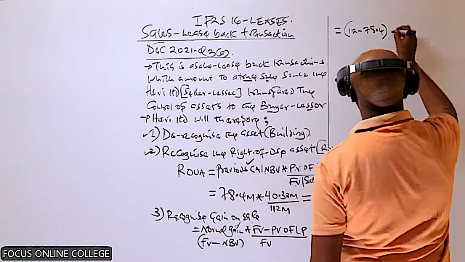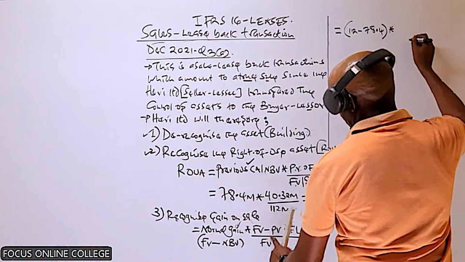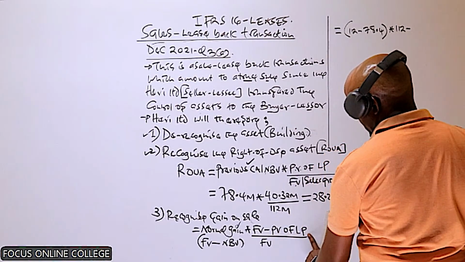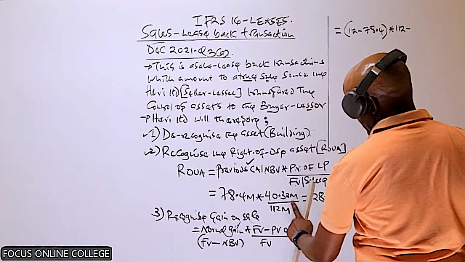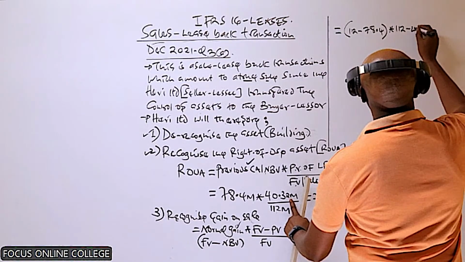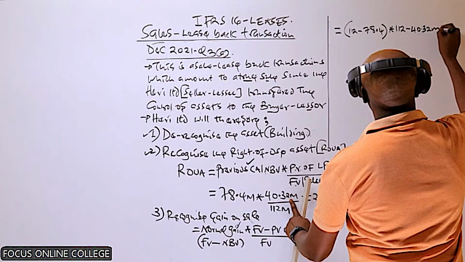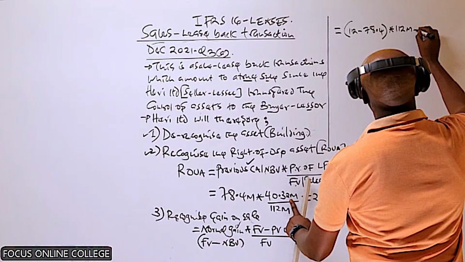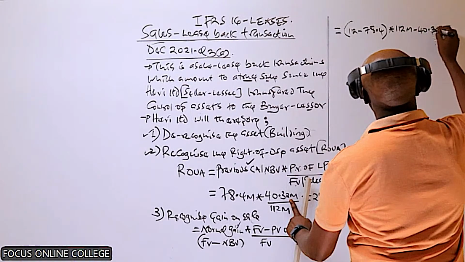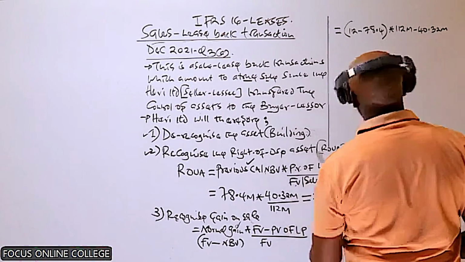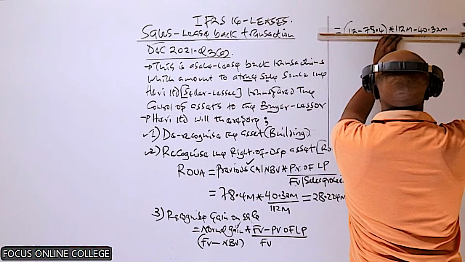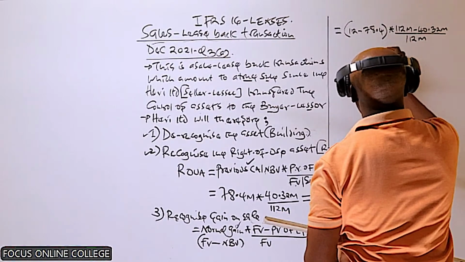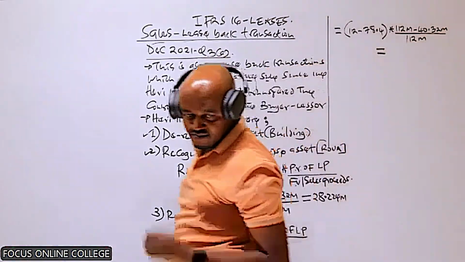We multiply that with the fair value, which is 112 minus the present value of the lease payment. Present value of the lease payment is this, 40.32 million. Minus 40.32 million, and then we divide that with the fair value. The fair value is 112 million. So give me the final figure there.